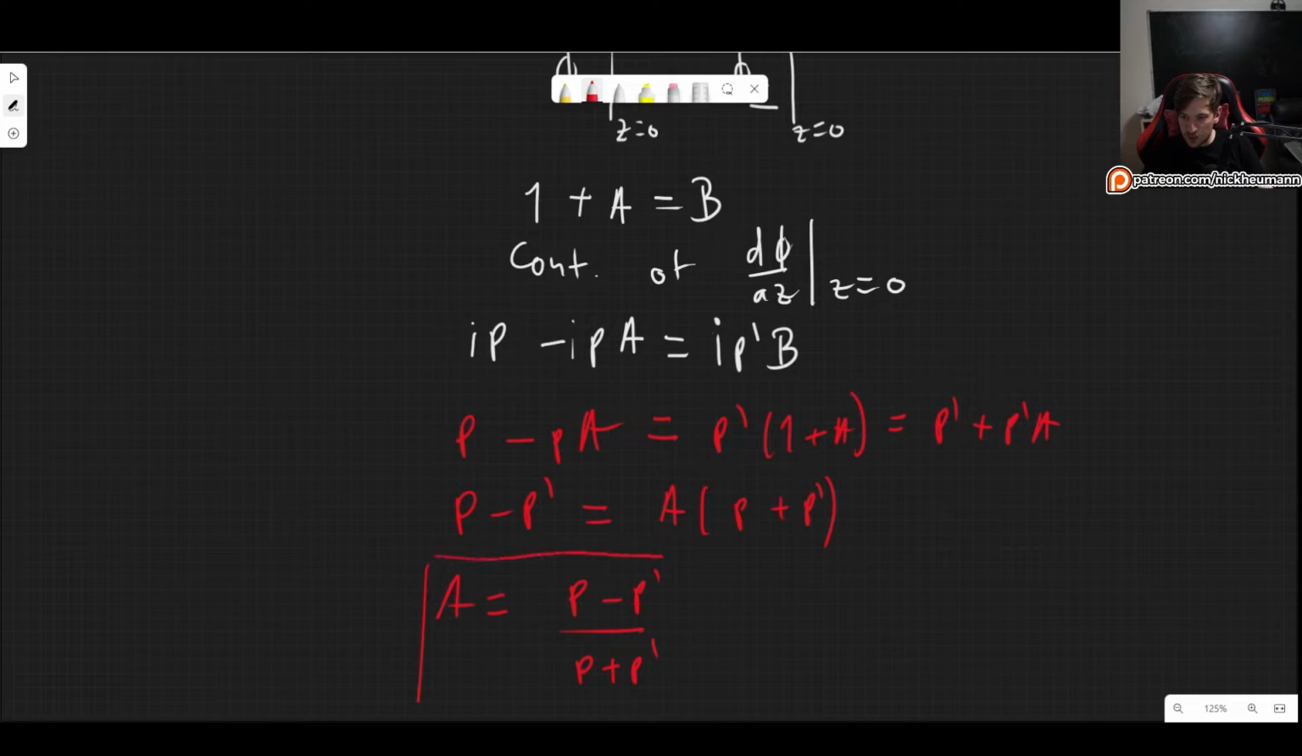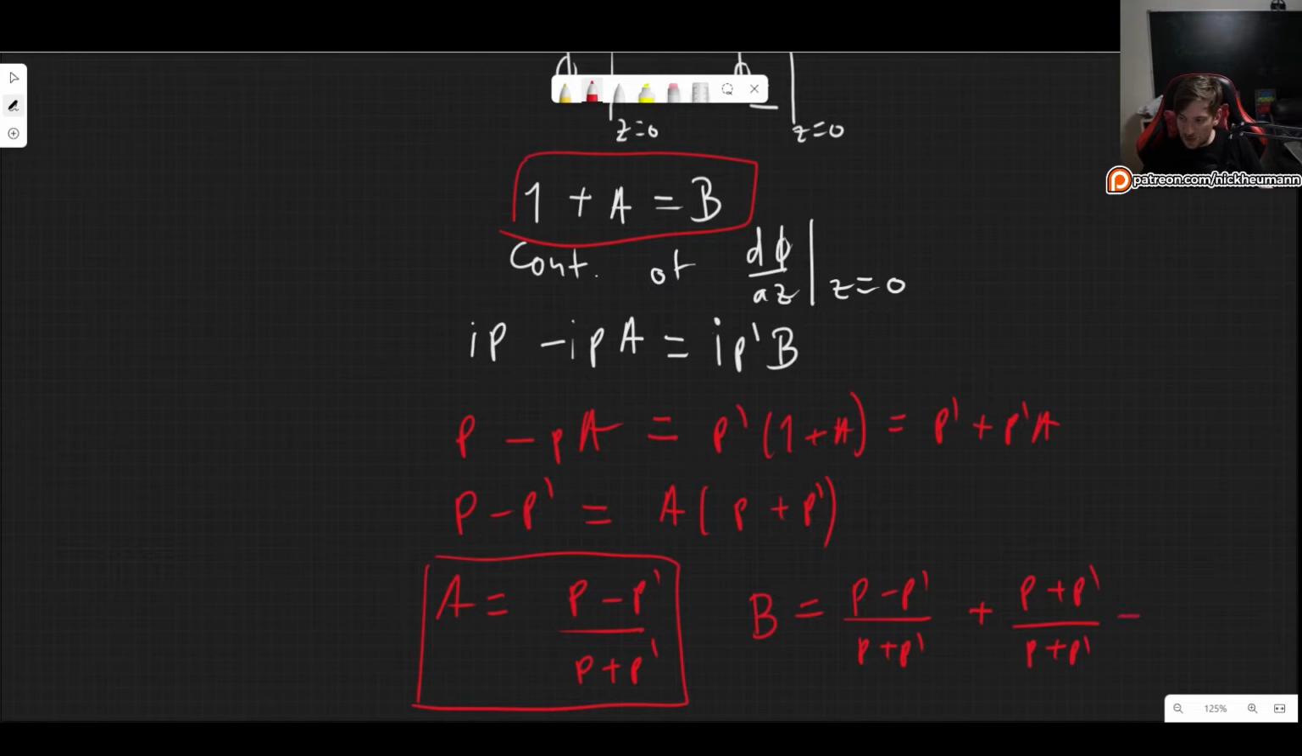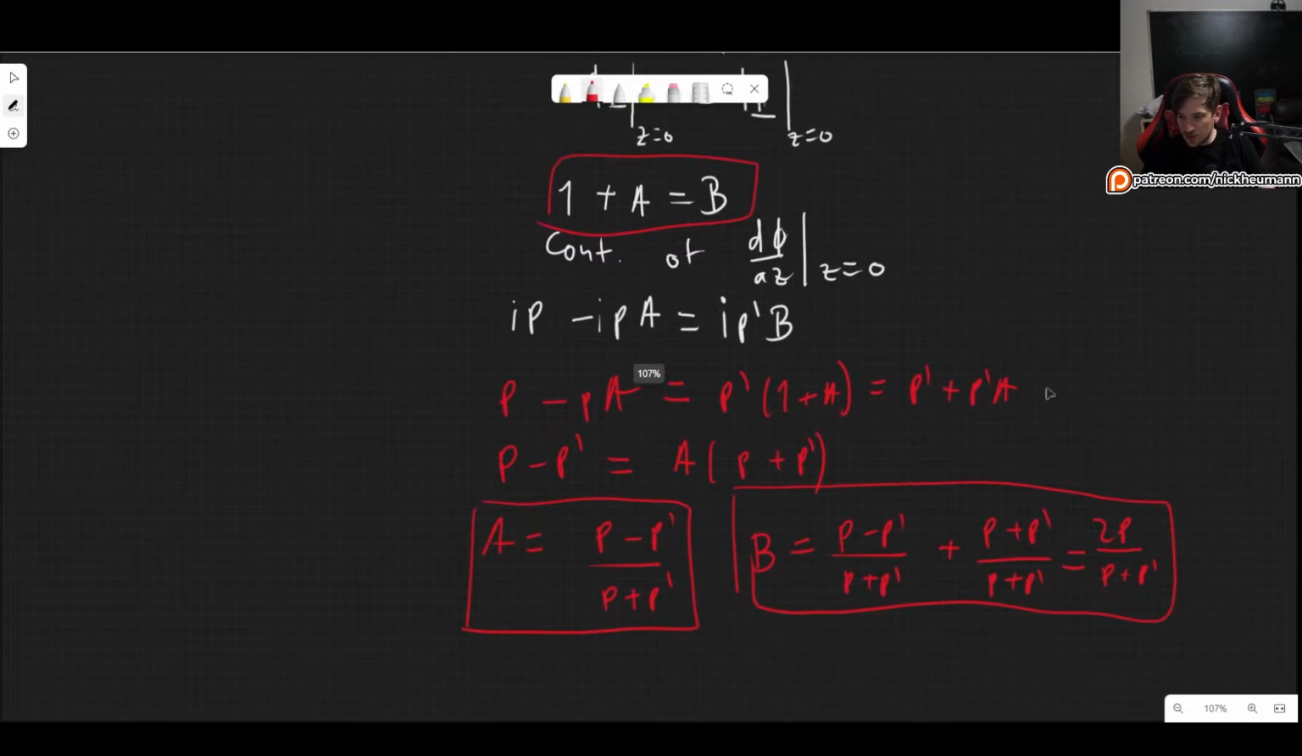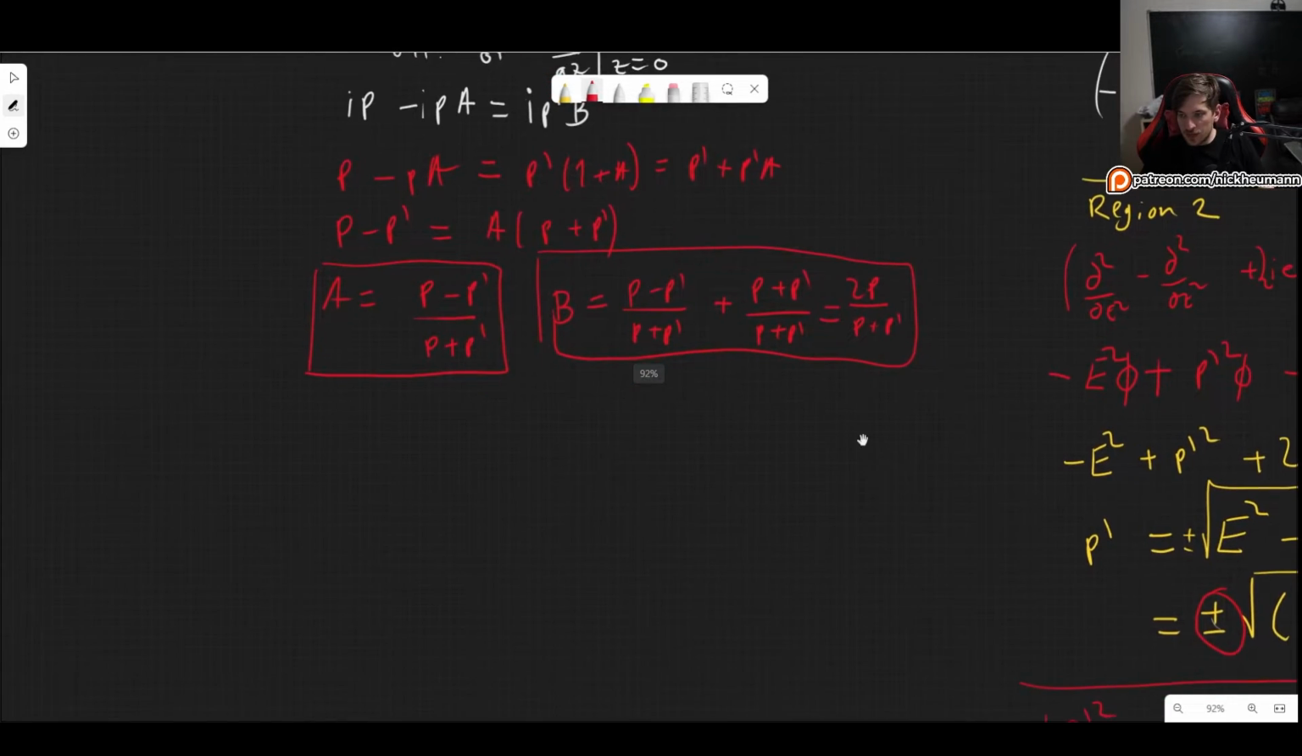Okay, so that's a very important result. And we can now just plug it in here to find b. So b is going to be p minus p prime over p plus p prime, right? This is a, plus 1. But we can write 1 as p plus p prime divided by p plus p prime so that we can add those two together. And let's see, we get 2p and the p primes cancel out. So p plus p prime. This is another very important result that we will use later to find some more things. Okay, so now we found a and b in terms of the momenta.